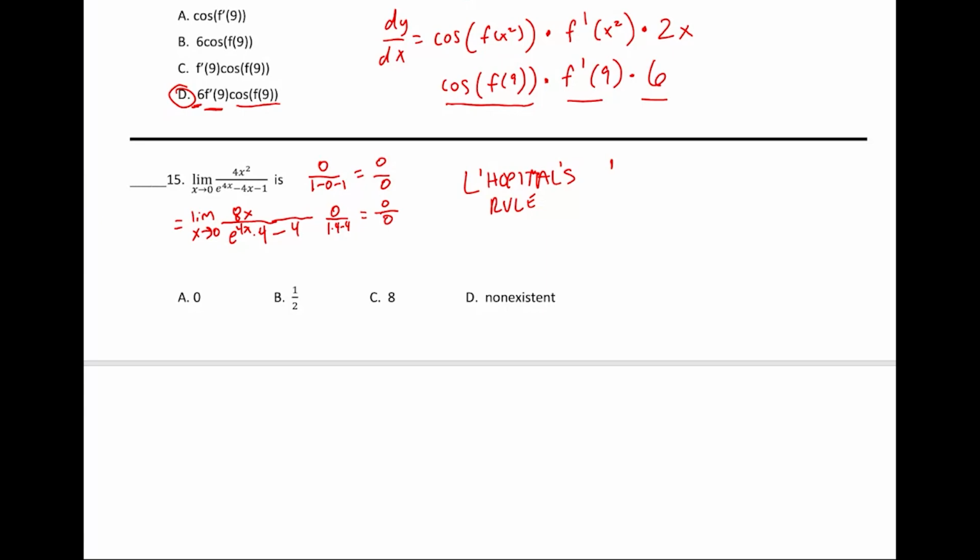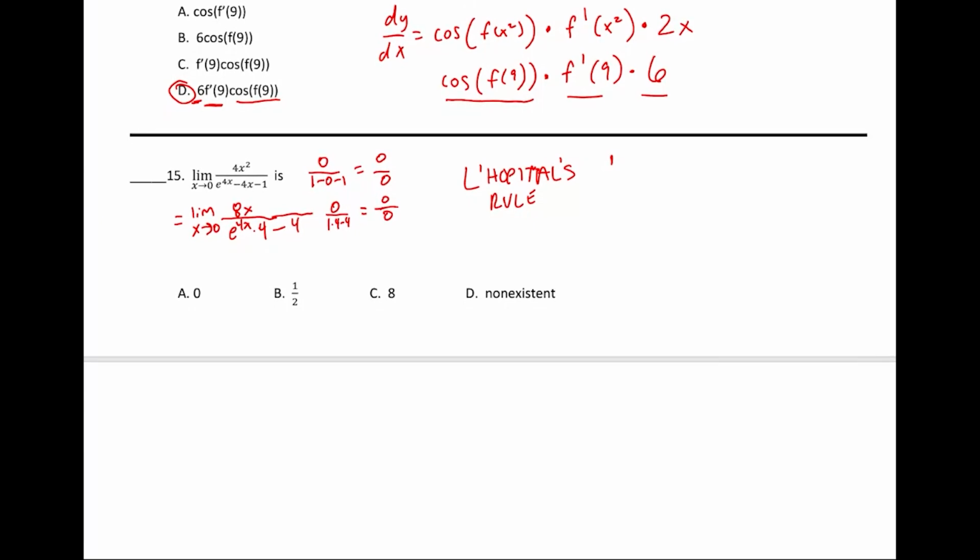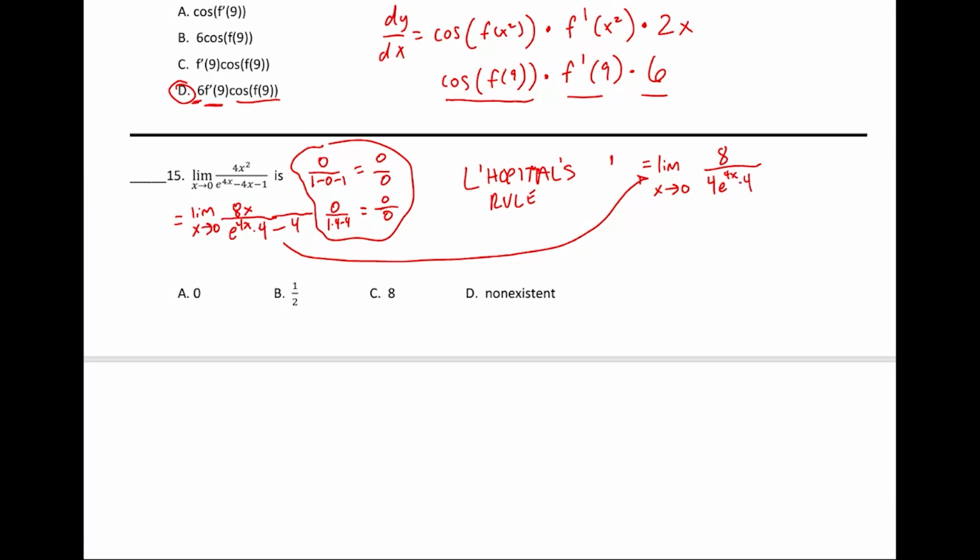So we're still a little out of luck here, but you can use L'Hopital's rule until it works. So we're going to differentiate again. All right, so let's try that again. The limit is going to equal the limit as x approaches 0. The derivative of 8x is just 8. And then we've got 4 times e to the 4x times the derivative of 4x. We got another times 4 here. And then the derivative of minus 4 is just 0.